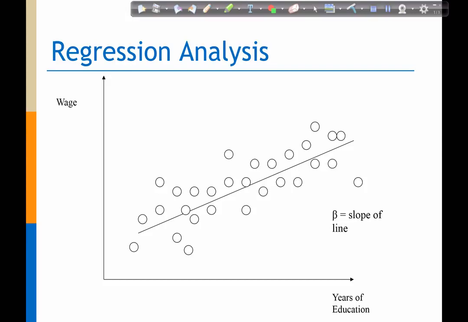So obviously, just by looking at the circles, we see that there's an upward slope, so we know that when we estimate our regression, that line is also going to have a positive upward slope, which makes sense because we think that as years of education increase, so do wages.